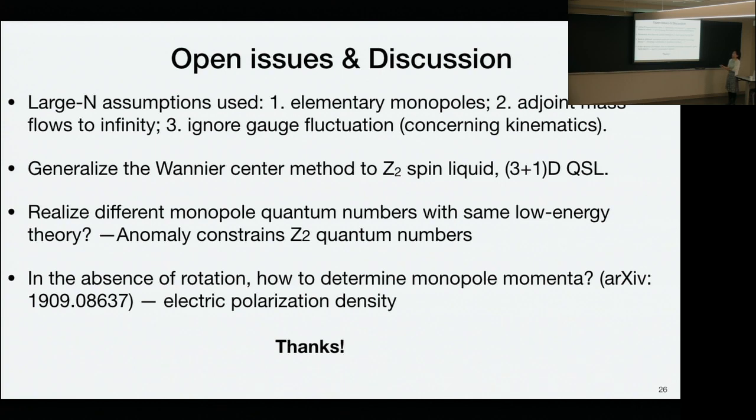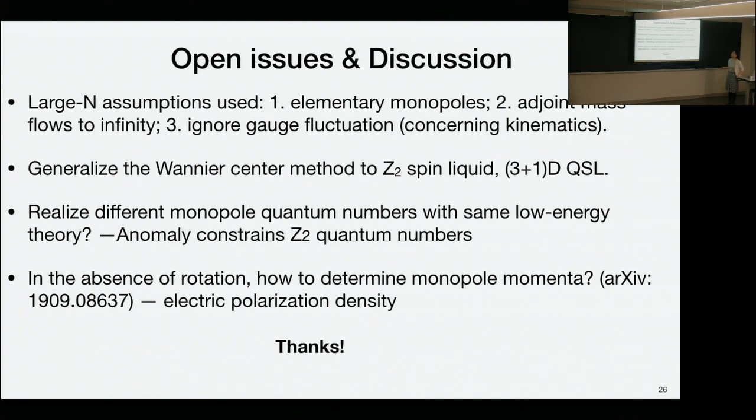And there are also possible generalizations and implications for the work. So we can easily generalize it to Z2 spin liquid, where the monopole will transform projectively when rotated around a spinon. And in 3+1D, the monopole will carry a spin-1/2 representation of the SO(3) physical rotation group, provided there is one spinon located at the rotation center.